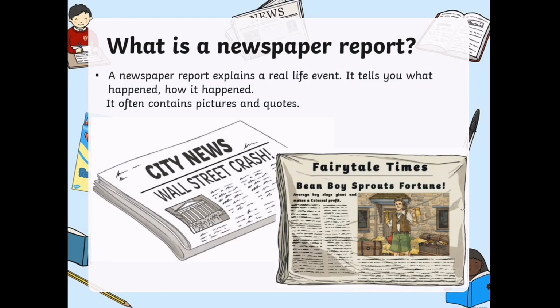First, what is a newspaper report? A newspaper report is a type of text that tells you about a real-life event. It tells you what happened and how it happened. It often contains pictures and quotes.